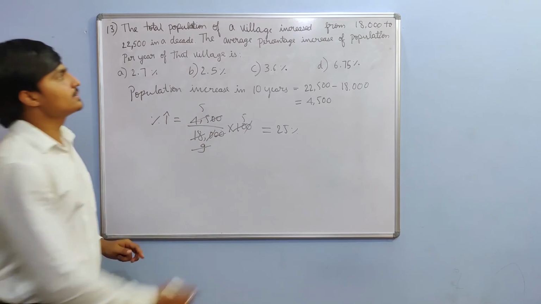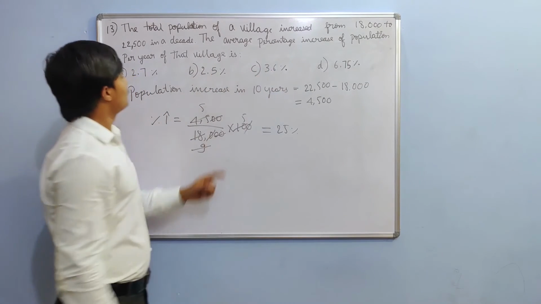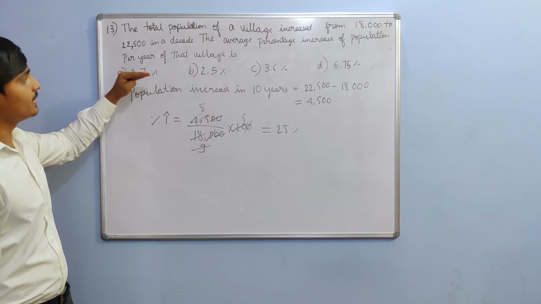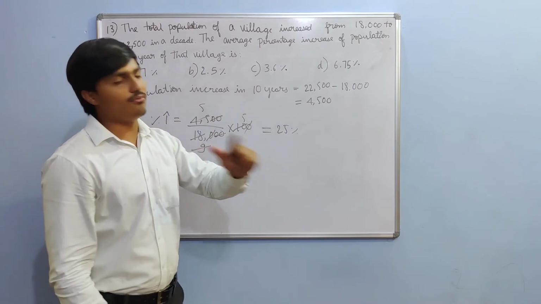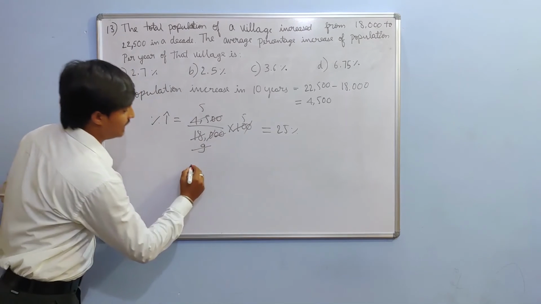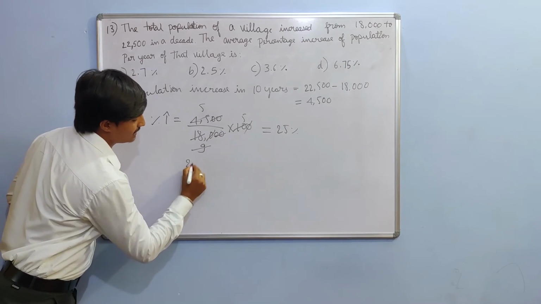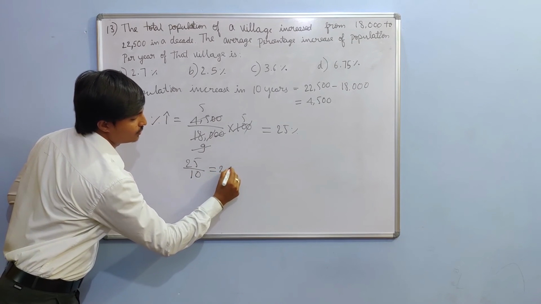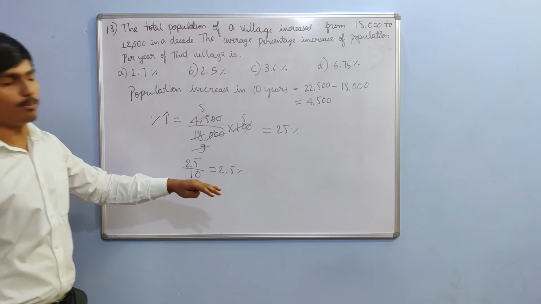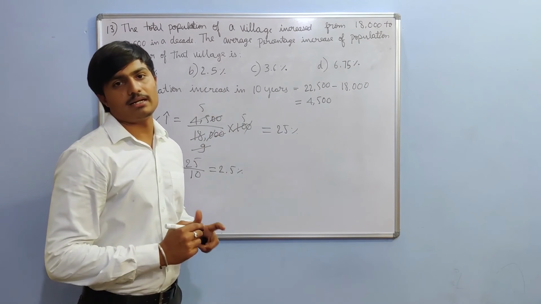But the question is the average percentage increase of the population per year of that village. They have asked per year. It means for 1 year we need to calculate. So if we divide that 25% by 10, we will get 2.5%. So option B is the right answer.